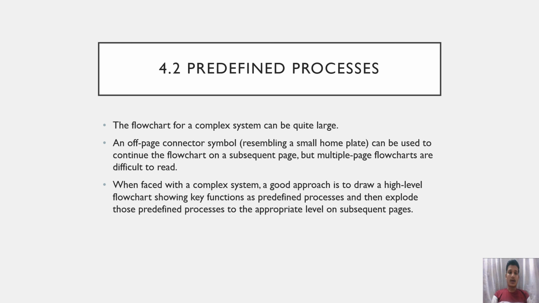So an off-page connector symbol can be used to continue the flowchart sequence, but multiple page flowcharts are difficult to read. Of course, because system flowcharts might be large, as I have told you, but an off-page connector, that small circle, can be used to connect it. But we usually try that our flowchart can be adjusted in a single page only. So to do this, predefined processes are quite helpful for us. A good approach is to draw a high-level flowchart showing the key functions, the main functions, as predefined processes, and then explore these predefined processes to the appropriate level on subsequent pages, on different further pages.